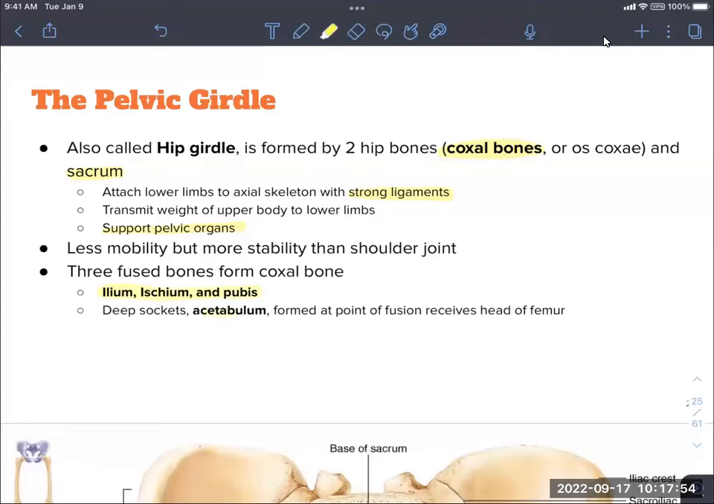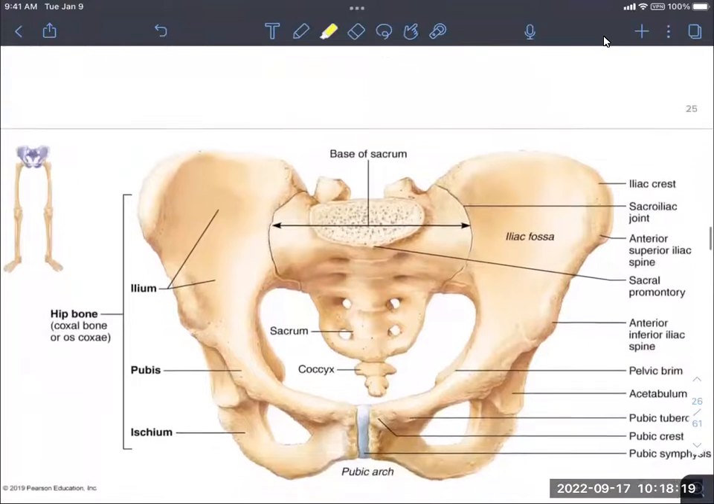The place where the femur, the bone of your thigh, articulates with the pelvic girdle is called the acetabulum. That acetabulum is a much deeper socket that the head of the femur fits into, so it actually makes your hip more stable.